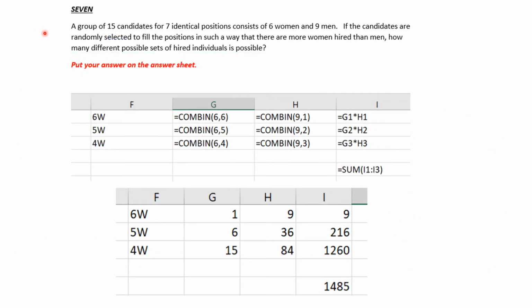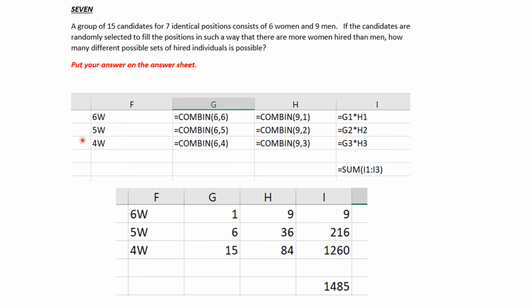Problem number 7, another counting problem. A group of 15 candidates for 7 identical positions consists of 6 women and 9 men. So these are the people who are vying for the positions, and you're randomly selecting them. You're not really interviewing them, you're just grabbing a hold of people. They are selected to fill the positions in such a way that there are more women hired than men. How many different possible sets of hired individuals are possible? So you see the order doesn't matter, it just matters if you're hired or not hired.